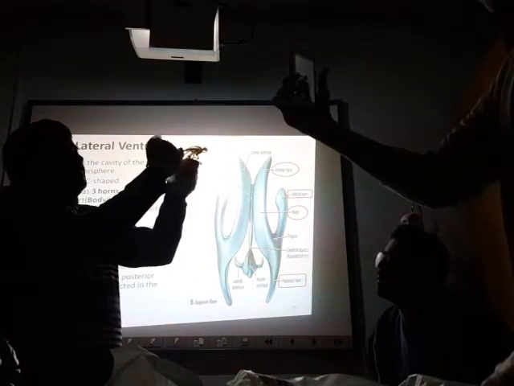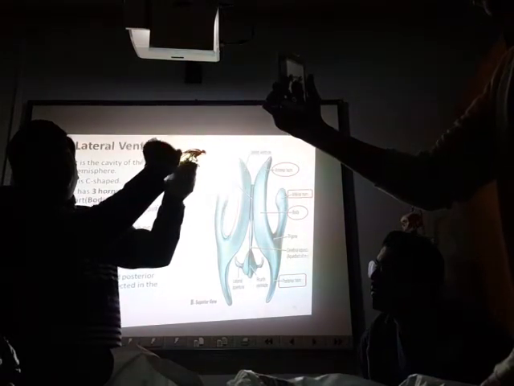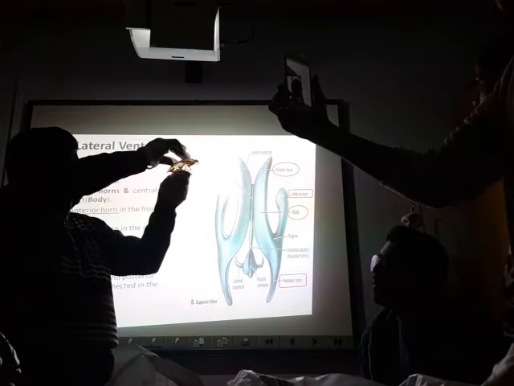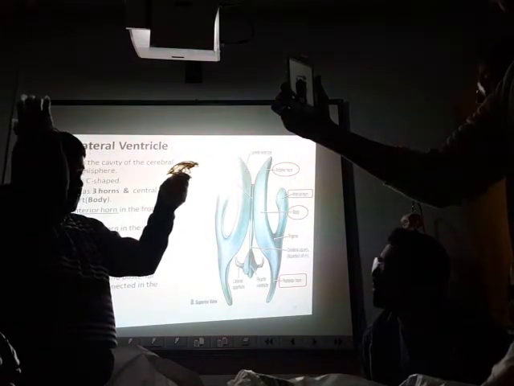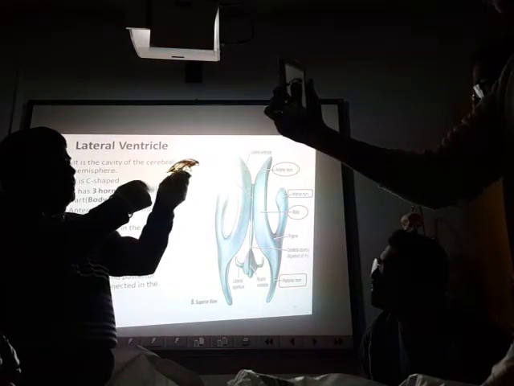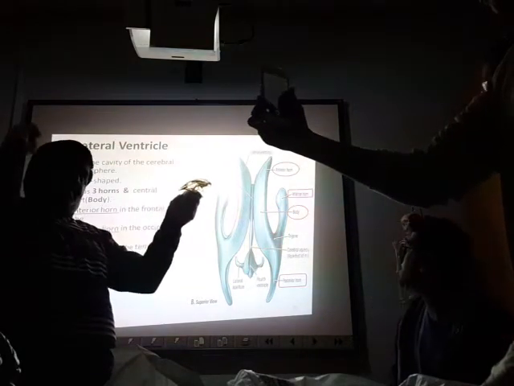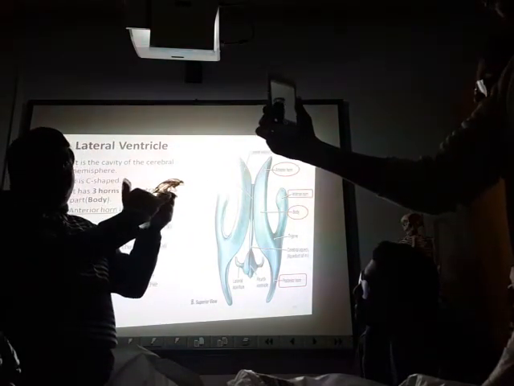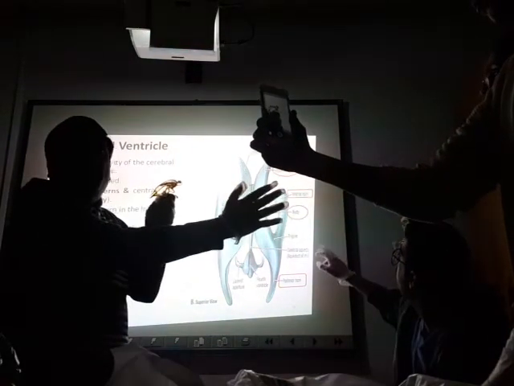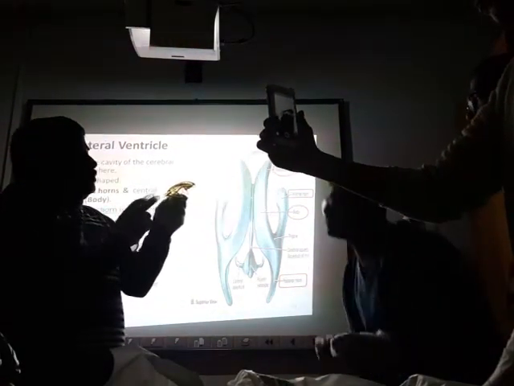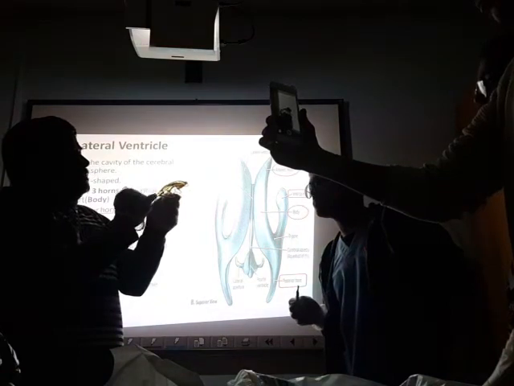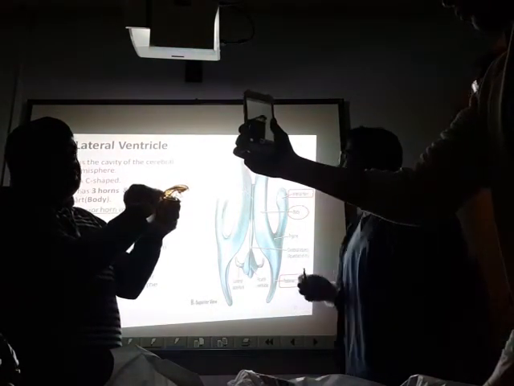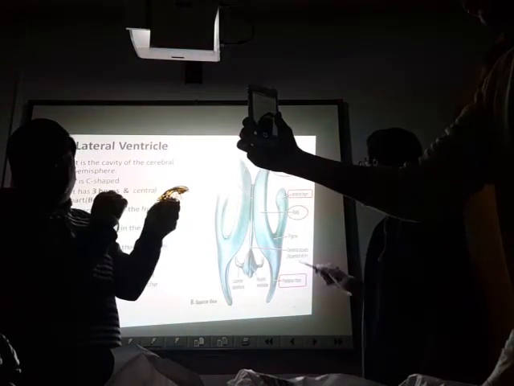This is the body of the lateral ventricle, which is in the parietal lobe or even part of the frontal lobe also. This is the posterior horn, which is in the occipital lobe. And this is the inferior horn, which goes to the temporal lobe. The posterior horn, inferior horn and body meet here. This triangular area is called the trigone.